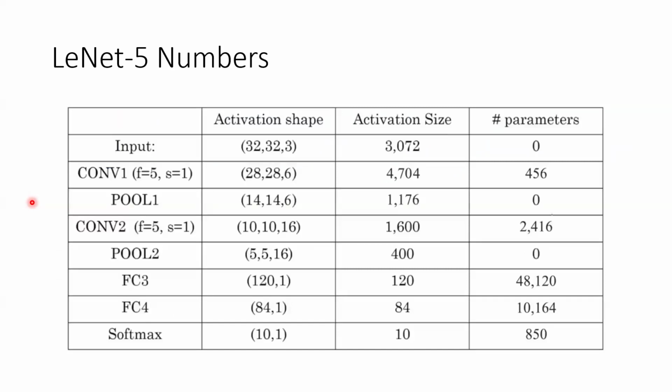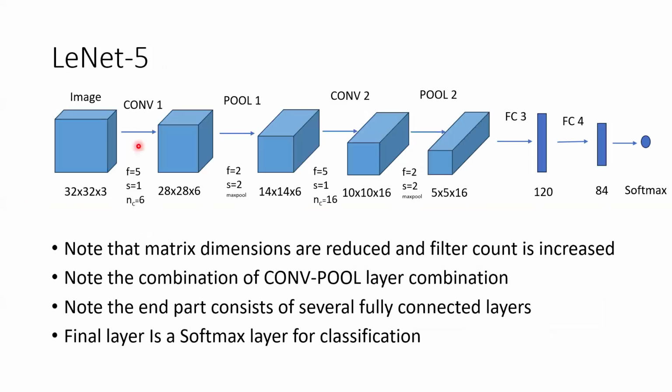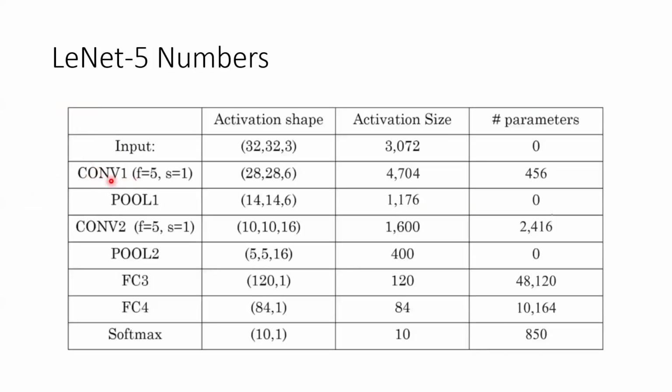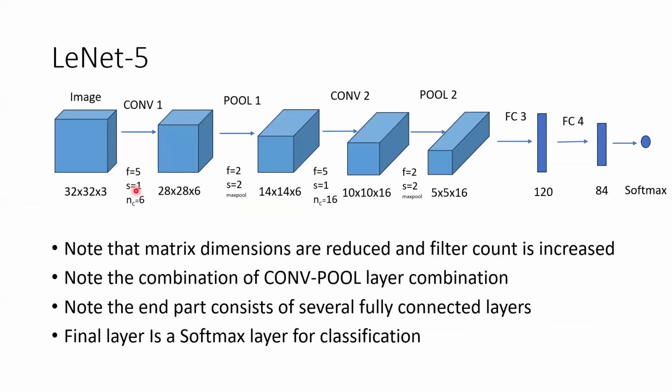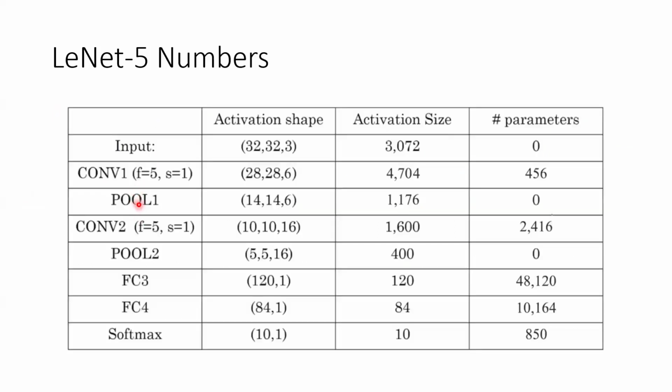So these are the numbers of these layers, right? Input is there. Say this is the input. Then we apply convolution 1, filter size 5 and stride 1, pool 1, convolution 2, filter 5, stride 1, pool 2, FC3, FC4, softmax. So these are the activation shape dimensions. These are the activation sizes. You can see it is also reduced.